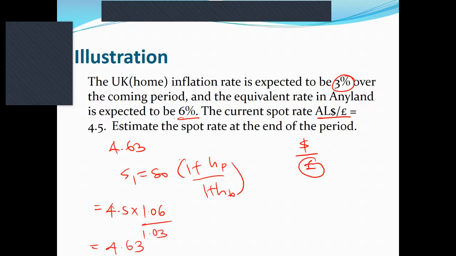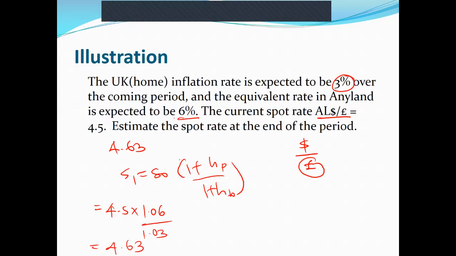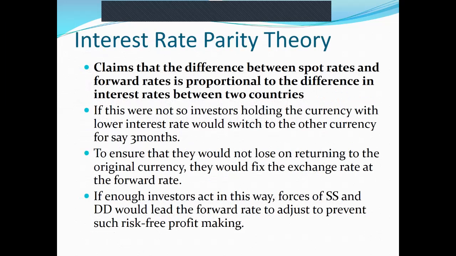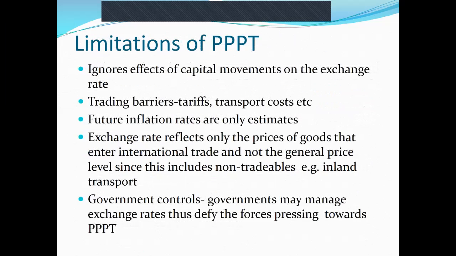You get 4.63. Great. So the future spot rate is equal to 4.63, as per the purchasing power parity theory. On the limitations, I think you can go through this for sure.